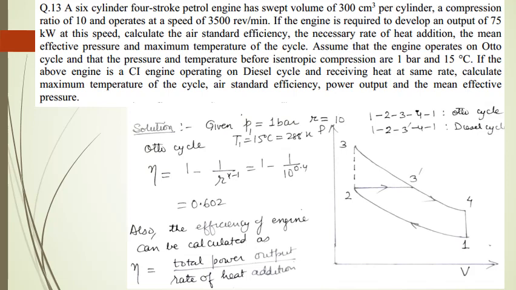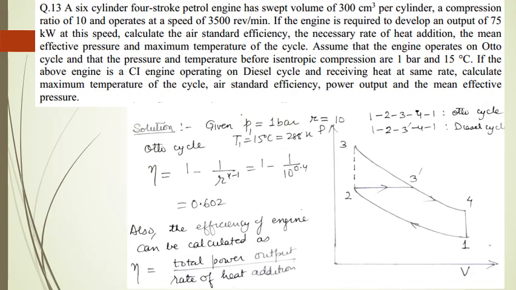Now, what we are going to do in this question, we are basically comparing two engines, one operating on the Otto cycle and another operating on the diesel cycle, for the given compression ratio and for the same heat input rate. So for the same pressure and temperature before isentropic compression, means the same value of P1 and T1, and the same compression ratio, that is r equals 10, and the same heat input rate, we are comparing the Otto cycle engine and the diesel cycle engine.